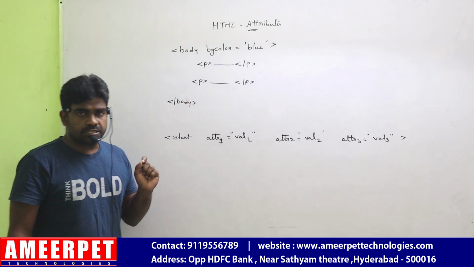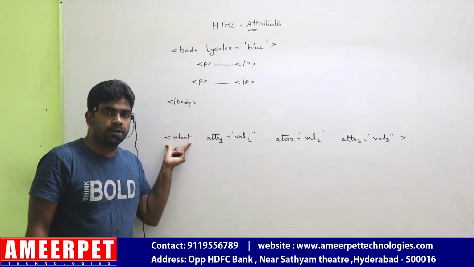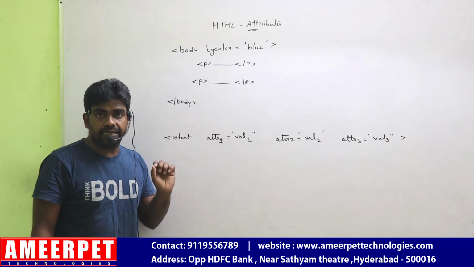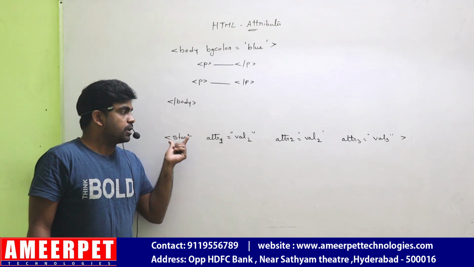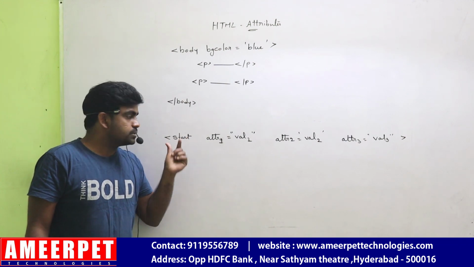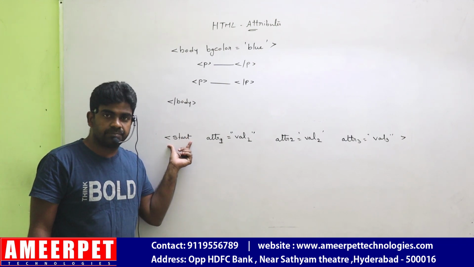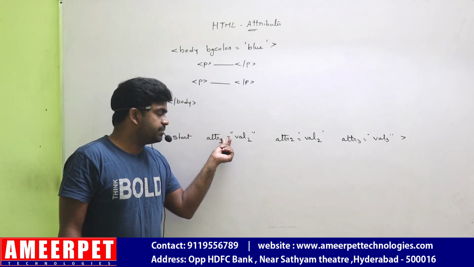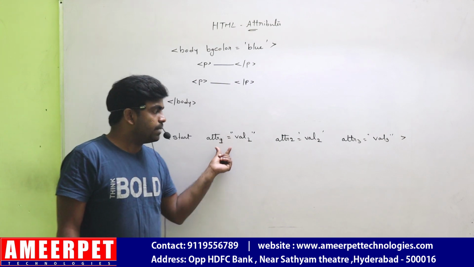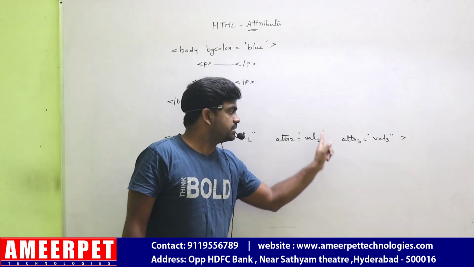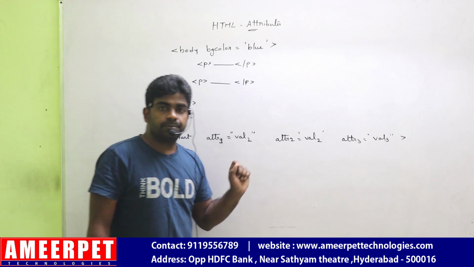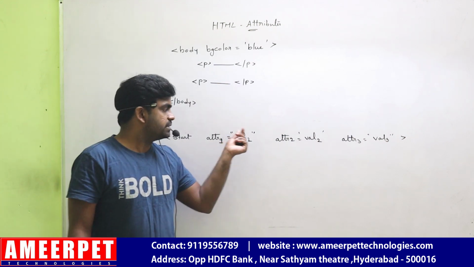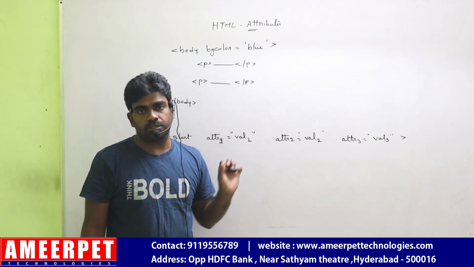All attributes must be placed inside the start tag only, not inside the end tag, because for non-empty elements and empty elements, only the start tag will be present. Attribute name and attribute values must be separated with an equals sign. Multiple attributes are separated with a space. Attribute values are specified with either single quotes or double quotes.